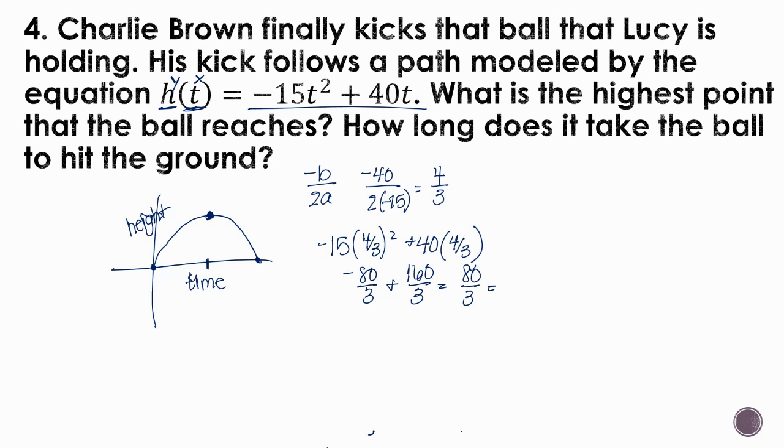We don't usually talk about a height as 80/3. So I'm just going to divide that and I get 26.7. And this is height. We can assume it's probably in feet. I know we didn't give any labels, but distance is usually measured in feet. So we're going to say that that ball went 26.7 feet high. Okay? Now the other question is, how long does it take the ball to hit the ground?